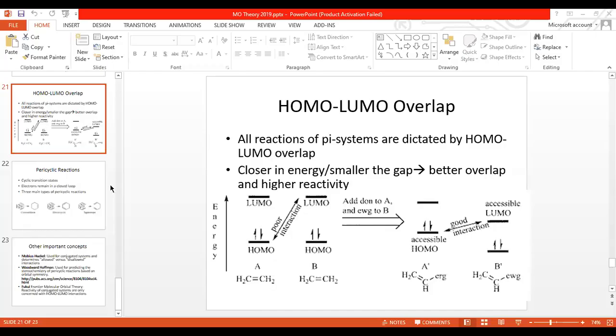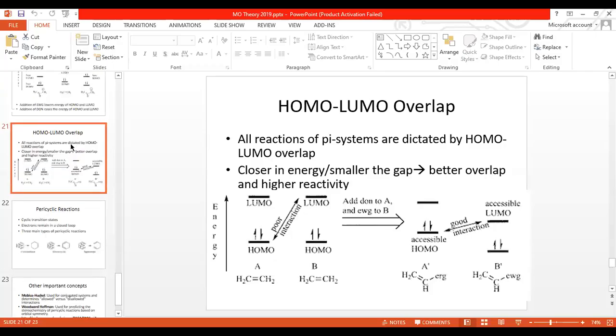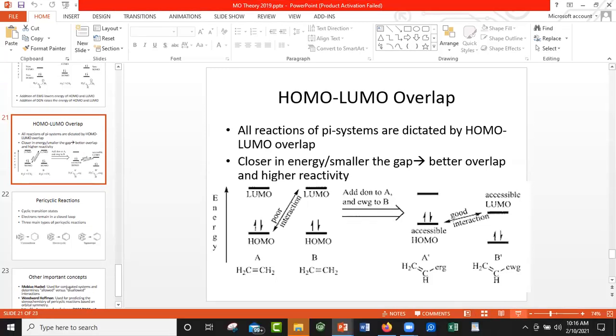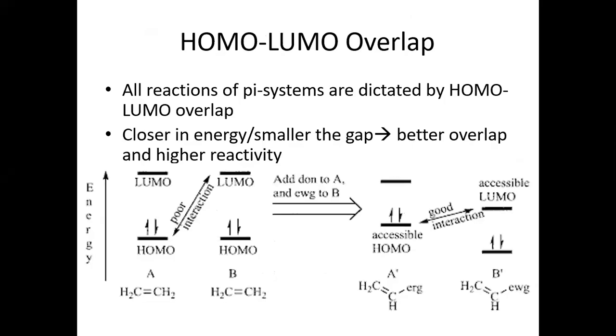All right, so we left off yesterday talking about HOMO-LUMO interactions and how to perturb the HOMO or the LUMO to increase reactivity by putting a donor on the HOMO or adding a donor or an acceptor. If you add a donor, it's going to increase the energy of the HOMO. If you add an acceptor, it's going to decrease the energy of the LUMO.